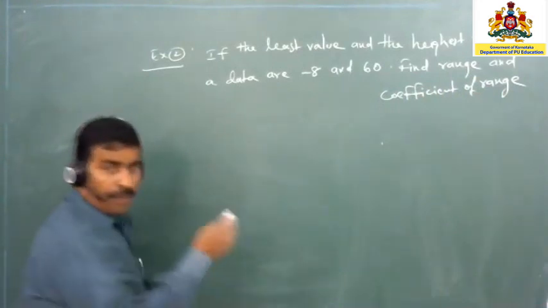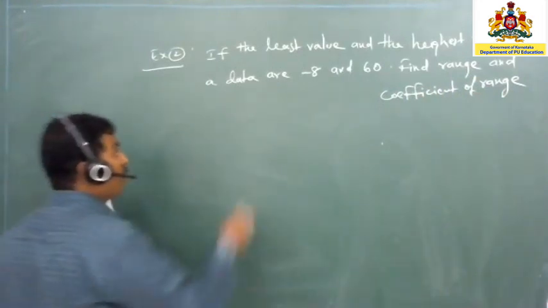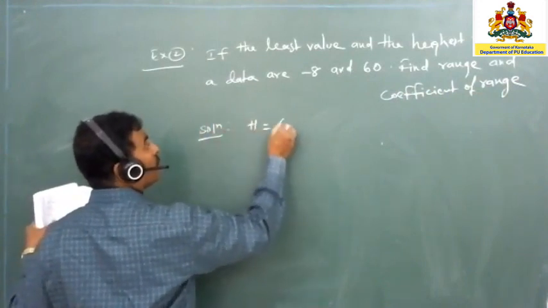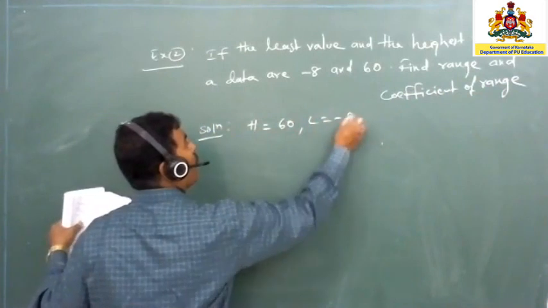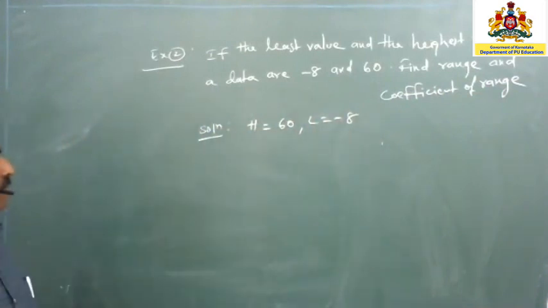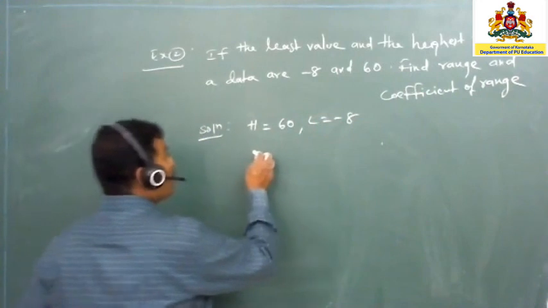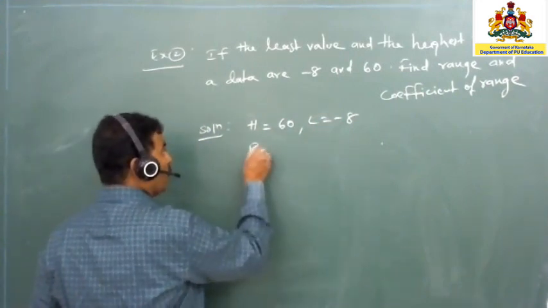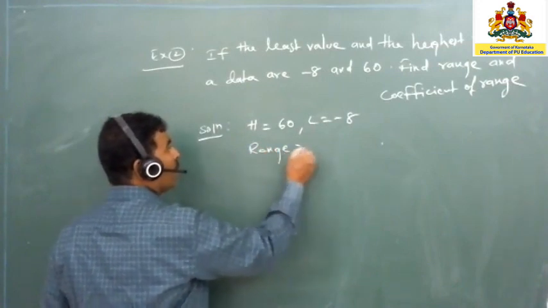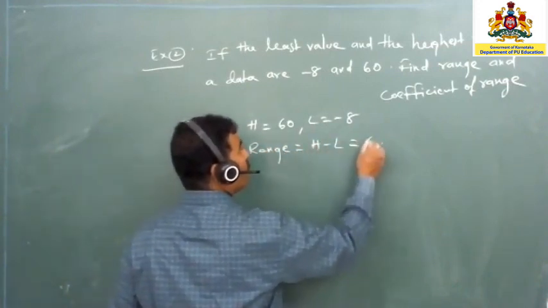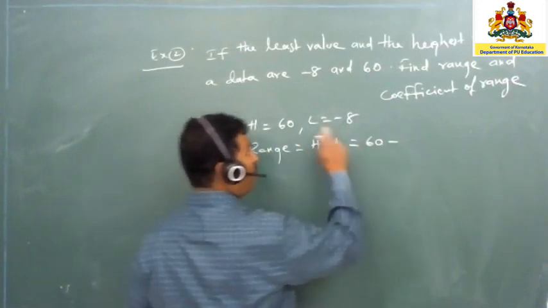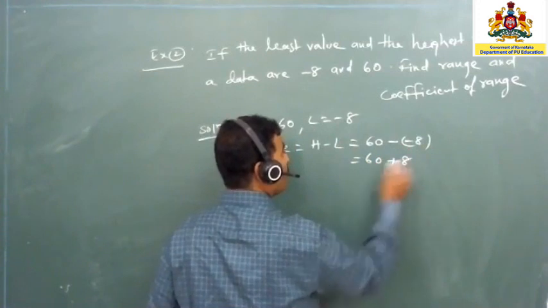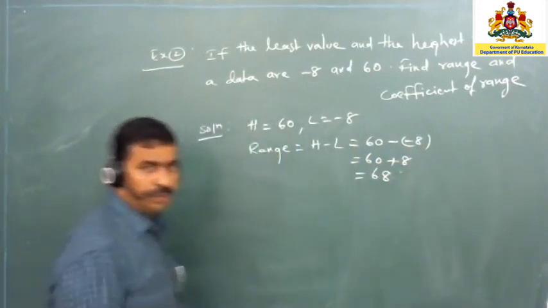So just now I have completed the previous question. Here the solution is given: H is 60, L equal to minus 8. Range is H minus L. H is 60, and there is a minus in the formula, L equal to minus 8. So 60 minus of minus 8 is 60 plus 8, 68 is the range.